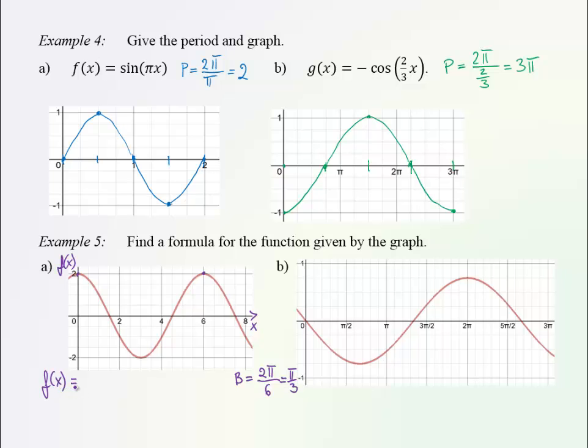So now I can complete the formula for f of x. To cover the period, I will have to use cosine of pi thirds x, but we also need to accommodate for the amplitude, which was 2. So it's 2 times cosine pi thirds x.